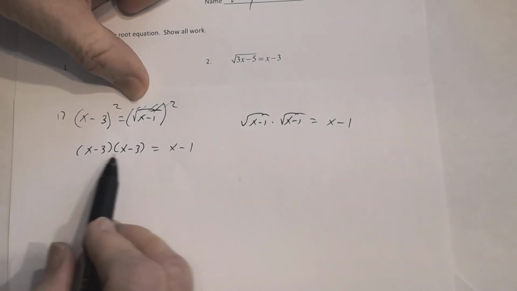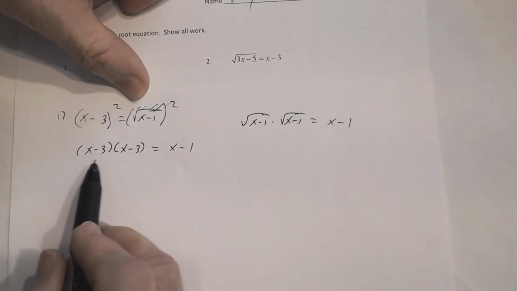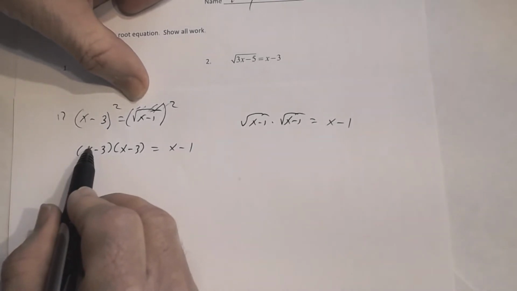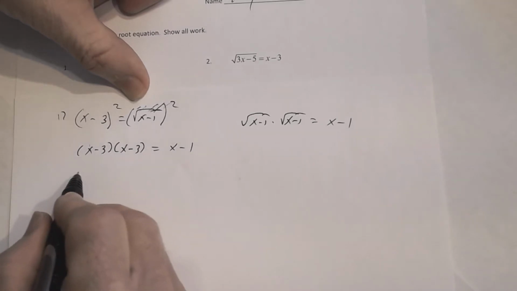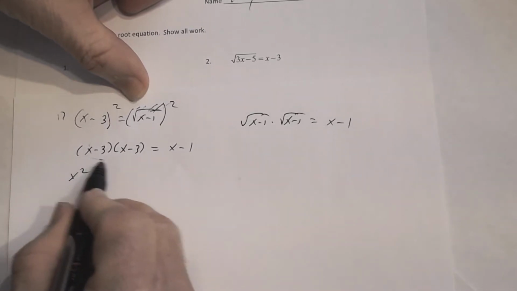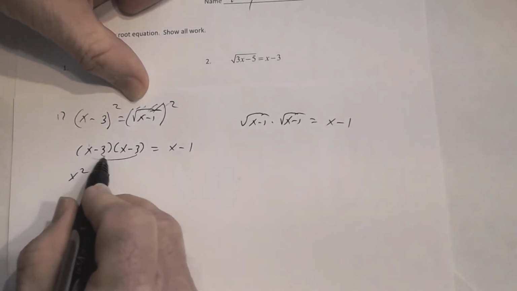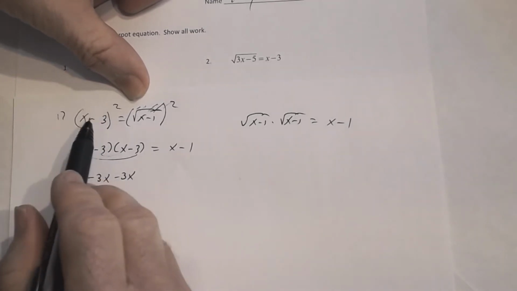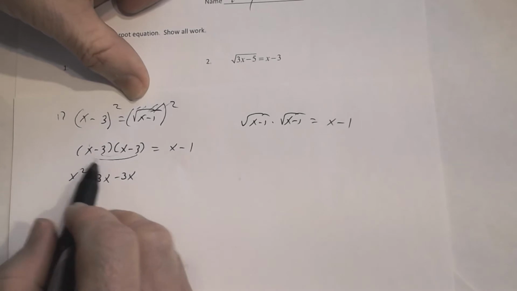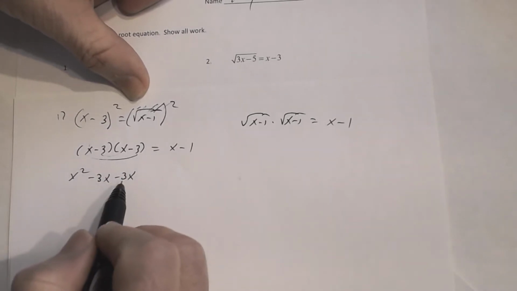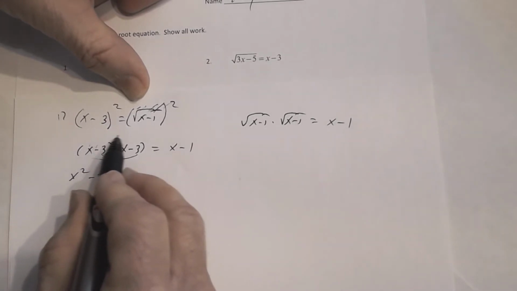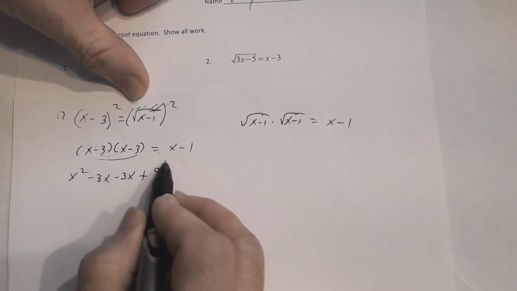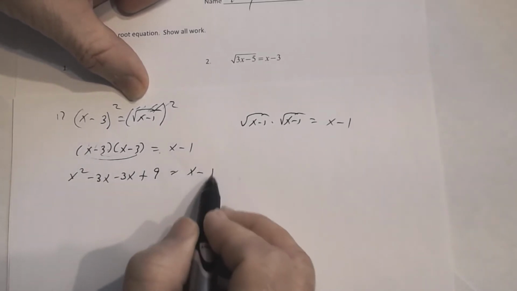Now, notice on this side, you're multiplying two binomials, so you're going to have to use the FOIL method. And so when I FOIL this out, first times first, so x times x is x squared. The outer is a negative 3x. The inner is a negative 3x. Now remember, whenever you square a binomial and you use FOIL, the outer and the inner will always be the same. And then the last, a negative times a negative is a positive, and 3 times 3 is 9. And that's going to equal, on this side, x minus 1.